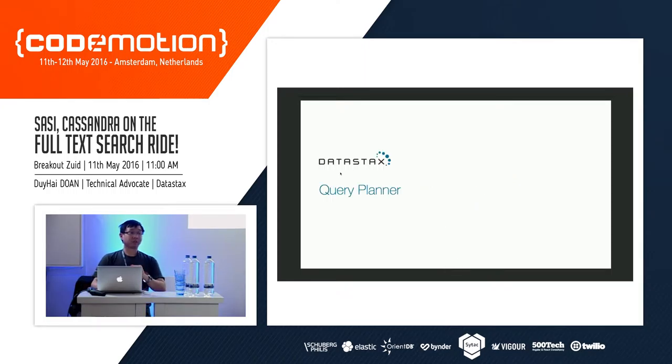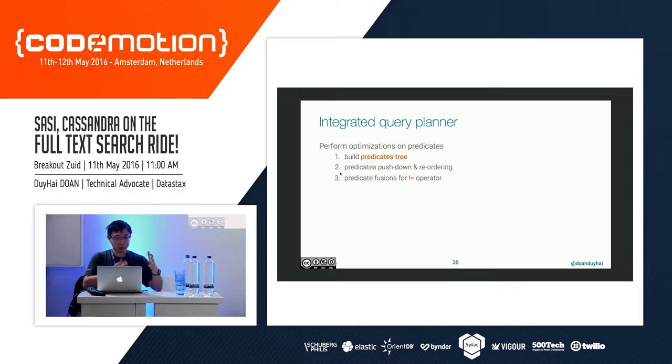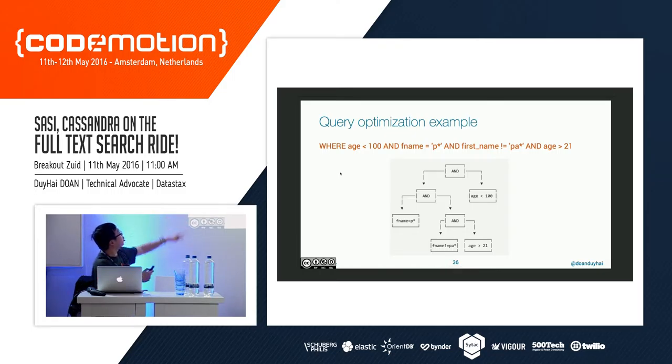Okay. Query planner. This is a very interesting piece of engineering. They implemented their own data structure, but they also created a query planner. If you are familiar with relational databases, for example Oracle, you know that in Oracle you have a query optimizer. It is the same here. The goal is to build a predicate tree and to perform predicate pushdown, optimization and reordering. Let's take a very simple example. Here is my query: where age less than 100, first name starts with P, and first name does not contain PA, and age bigger than 21. This is the initial predicate tree built from this query.